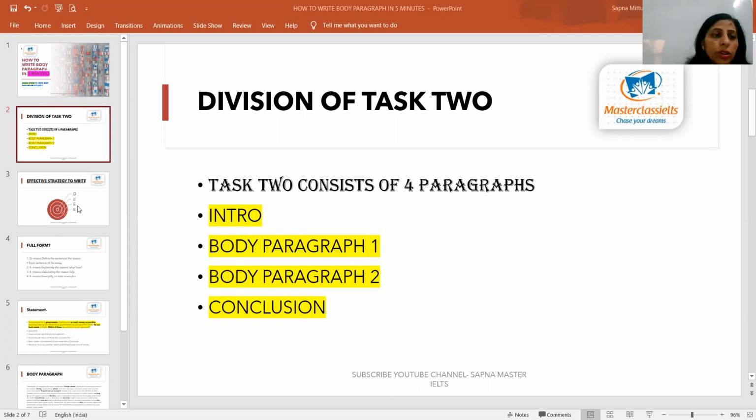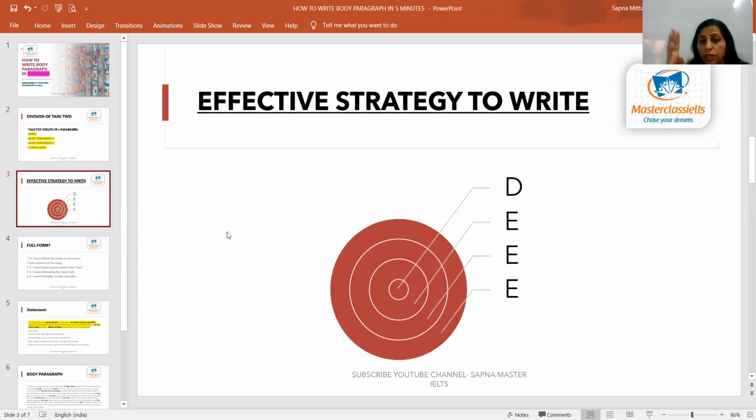Now, moving ahead, if you want to think about the strategy, how to write the body paragraph, this is the effective strategy, where there are 4 things which you keep in mind. That will be D, E, E, E. Now, what is that? D, E, E, E. So let's quickly find out the full form of it.